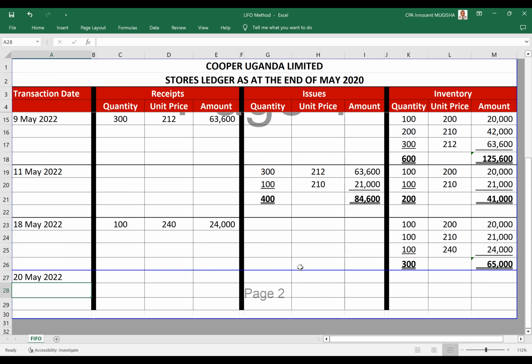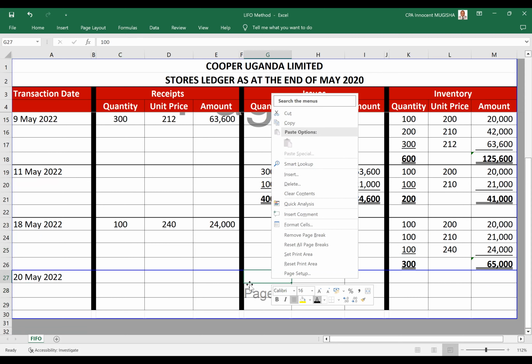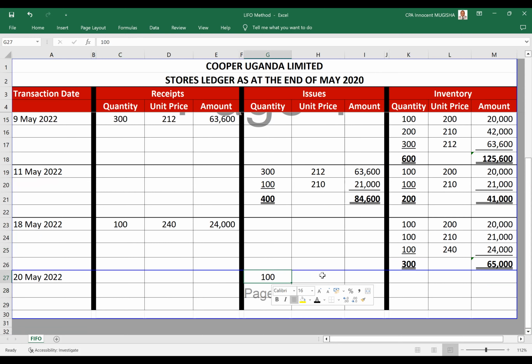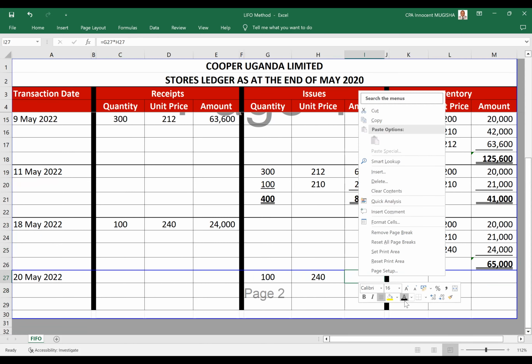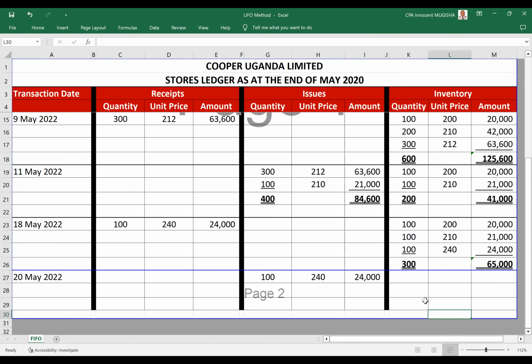Okay, let's do the last issue, which happened on the last day, May 20th. How many did you issue out? On the 20th of May, we issued out 100 cartons. Okay, how did you issue this? We'll issue them out at 240, which is 24,000. So leaving you, how is the situation now in the store?